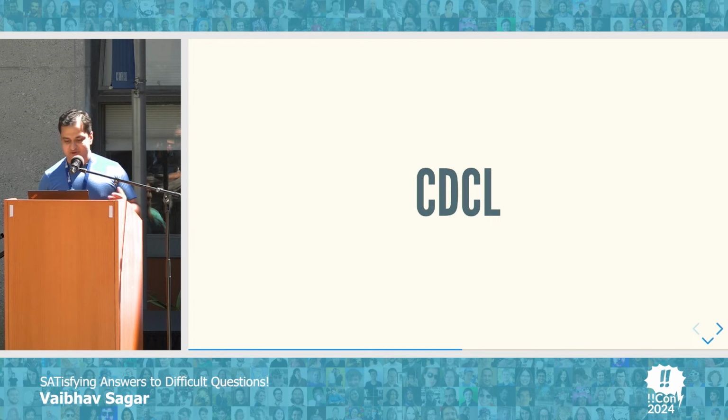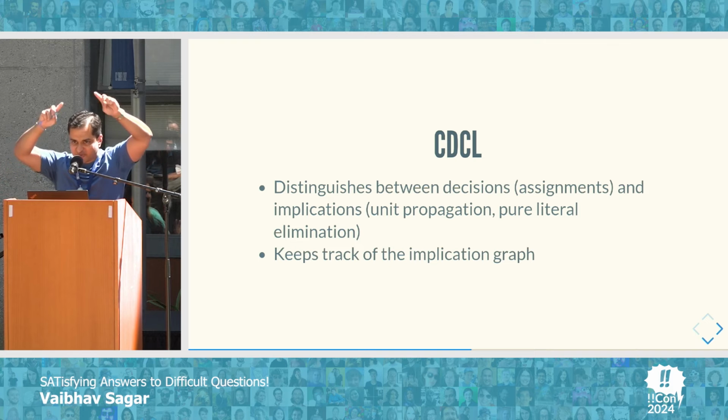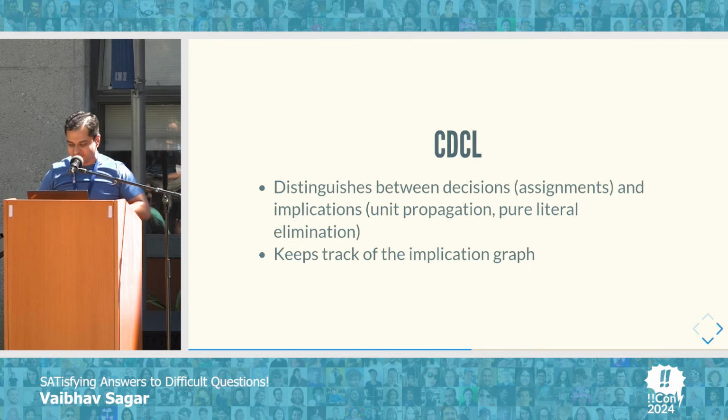So can we do better and can we learn from our mistakes? We can with the method known as CDCL. So CDCL broadly, at least at the beginning, is very, very similar to DPLL, but we keep track of when we make a decision or when our decision implies something. Implies in the sense of through unit propagation and pure literal elimination. And we keep track of the implication graph that's created by all of this.